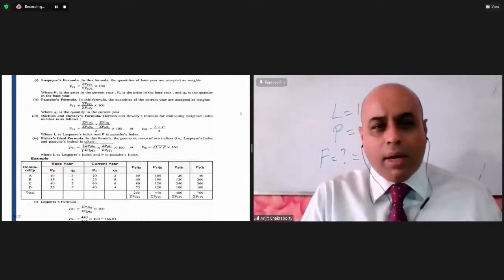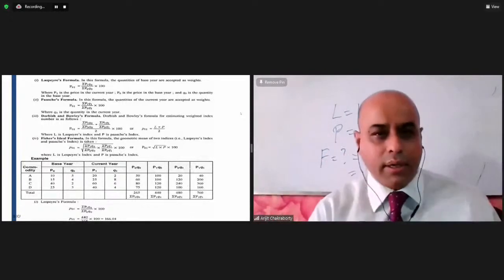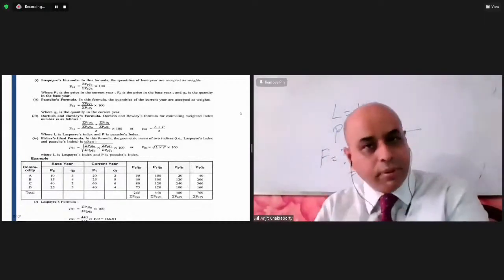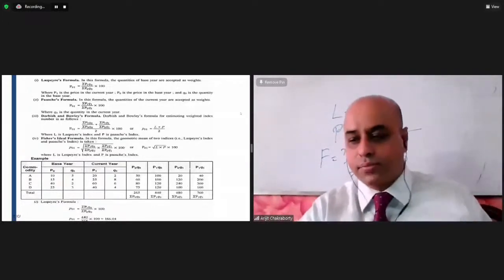sigma P1 Q1 by sigma P0 Q1 into 100, where P1 is the price of the current year, Q1 is the quantity of the current year, P0 is the price of the base year, and the quantity is Q0. Q1, of course, is the quantity of the current year.